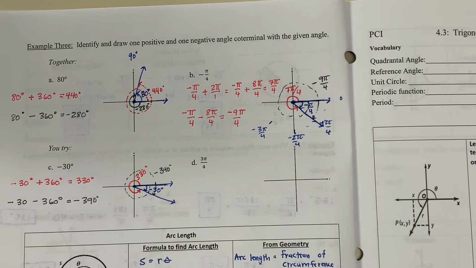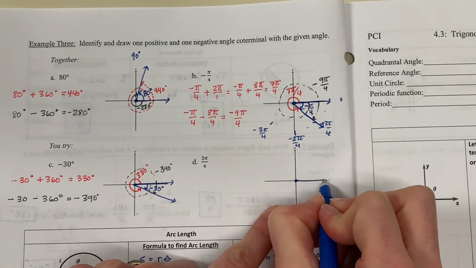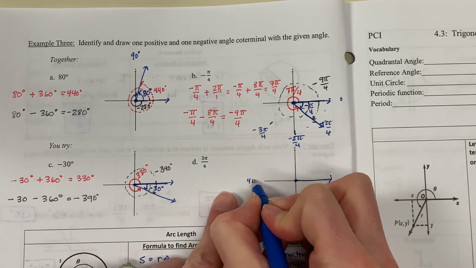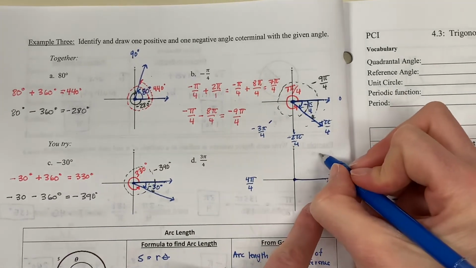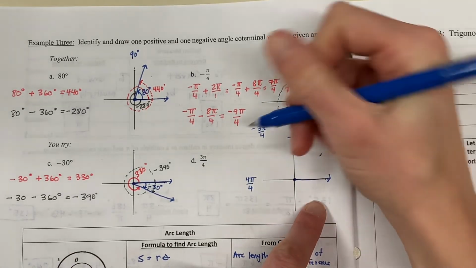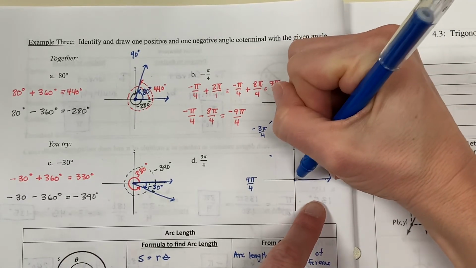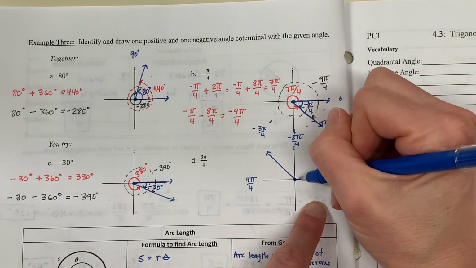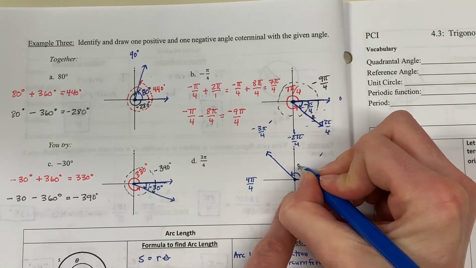Okay, letter D, I have an angle 3 pi over 4. Okay, vertex is at the origin, initial side is on the positive x-axis. Okay, I know that pi is 4 pi over 4. So this would be 1 pi over 4, 2 pi over 4, 3 pi over 4, and 4 pi over 4. So 3 pi over 4 is going to fall halfway in quadrant 2. So my angle goes from the initial side to the terminal side, 3 pi over 4.